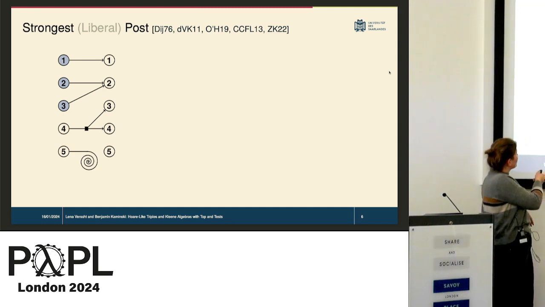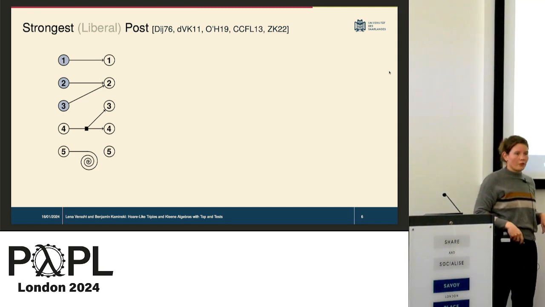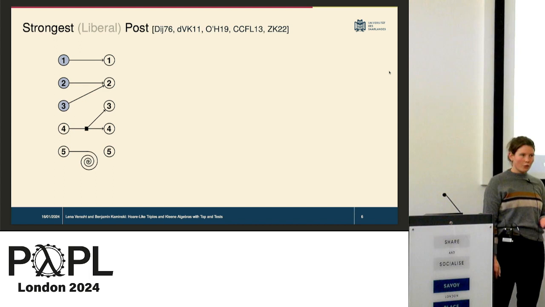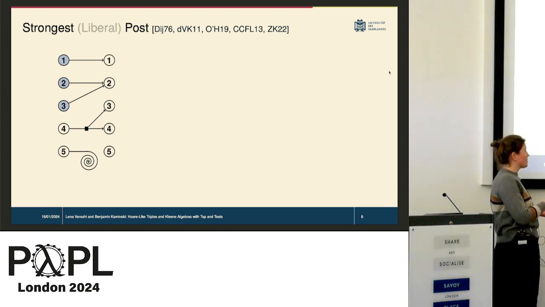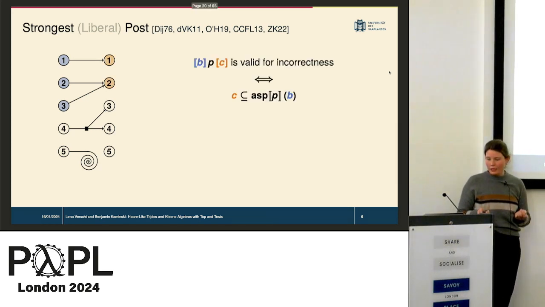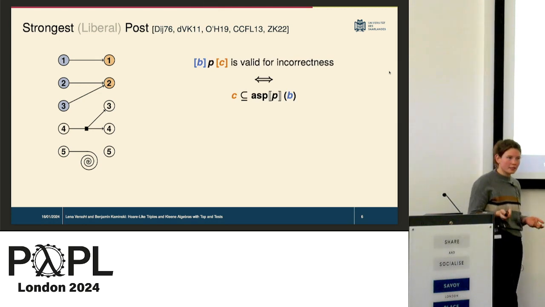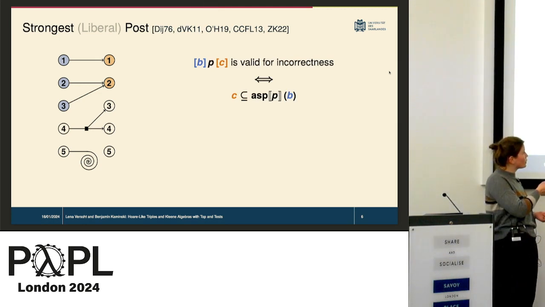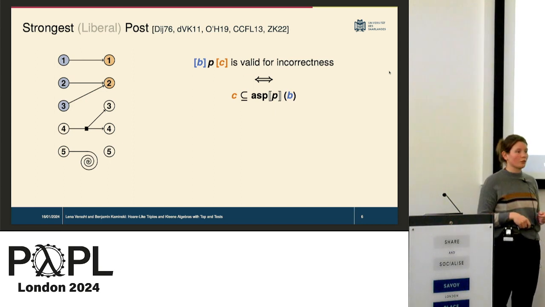If we start with a set of initial states, here 1, 2, and 3, we can compute the strongest post condition, which contains the set of states reachable from these initial states. So in this example, these are states 1 and 2. And we then say that a triple is valid for incorrectness if the post condition is included in the strongest post of the precondition.